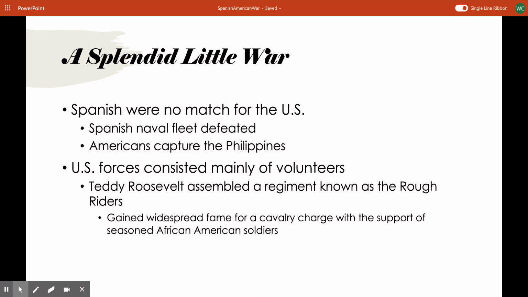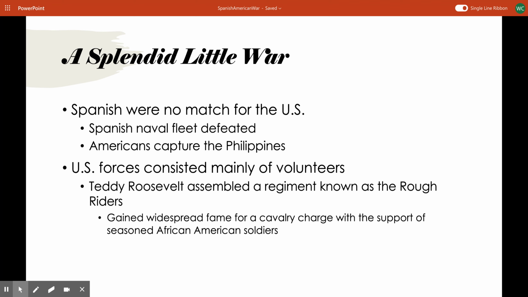On land, the conflict was not quite so easy. The American military force was composed mainly of volunteers, and these volunteers were not really equipped well for an expedition in the tropics, which is where Cuba is, right? It's down in the Gulf in the Caribbean, and it's a very tropical island, and the American land forces were not really equipped for this.